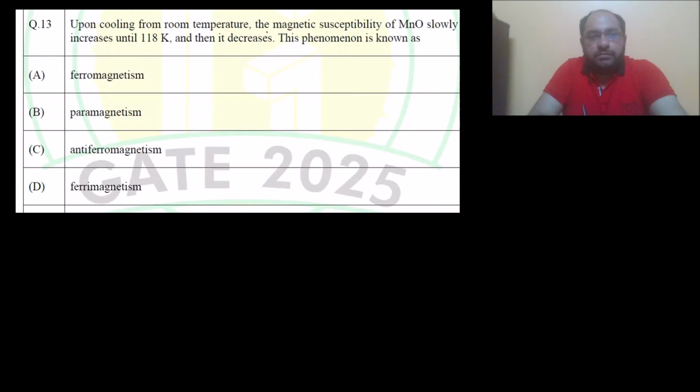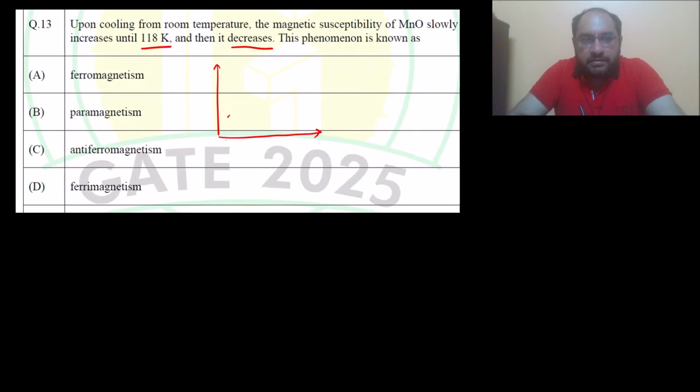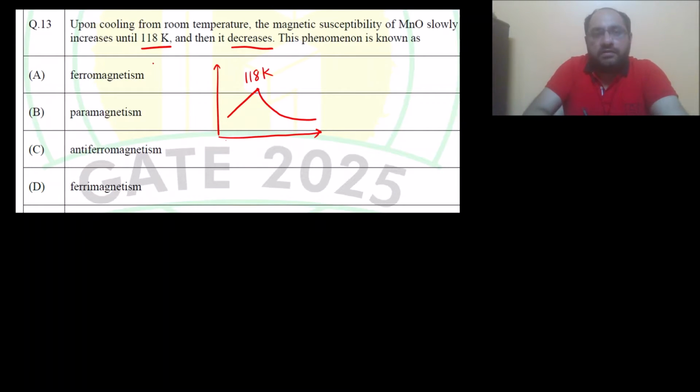Upon cooling from room temperature, the magnetic susceptibility of manganese oxide slowly increases until 118 Kelvin and then it decreases. You must know the plot where the magnetic susceptibility increases up to one temperature, here given as 118 Kelvin, and then it decreases. You must know which magnetism shows this type of curve. They don't expect you to memorize which magnetic property manganese oxide has. You should know which magnetism this curve belongs to.